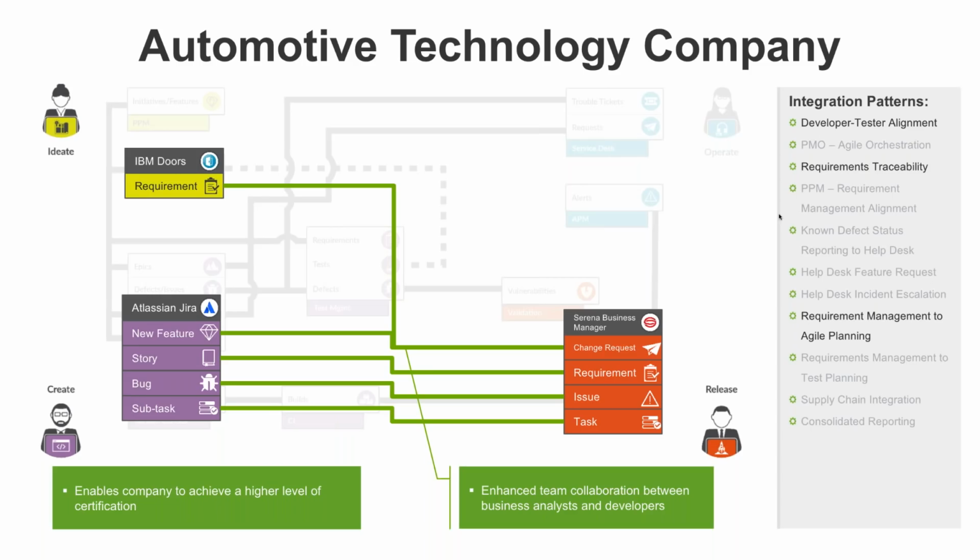They found in terms of benefits that they had enhanced team collaboration between business analysts and developers. And interestingly, because they have this automated traceability, they're able to achieve a higher level of certification as an organization.